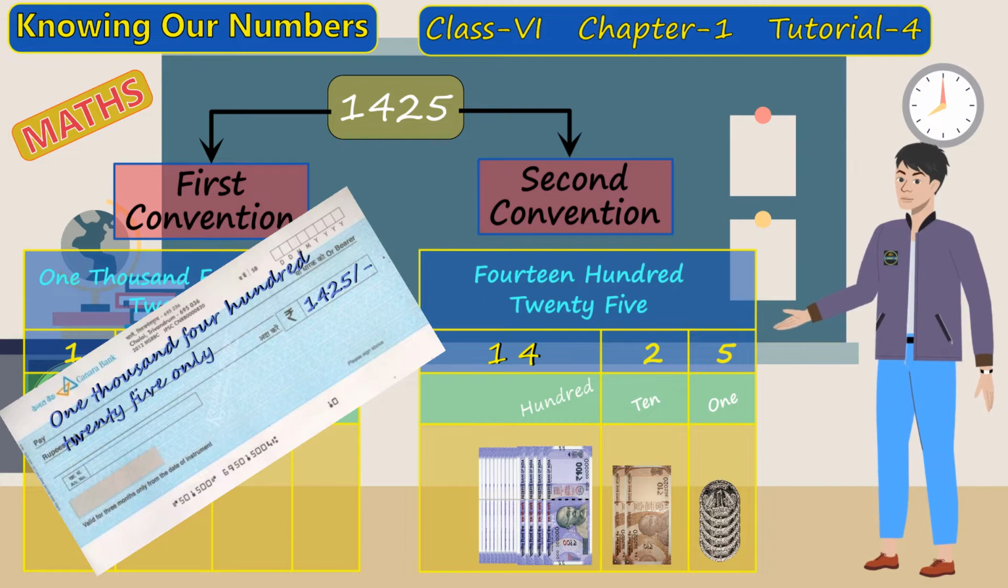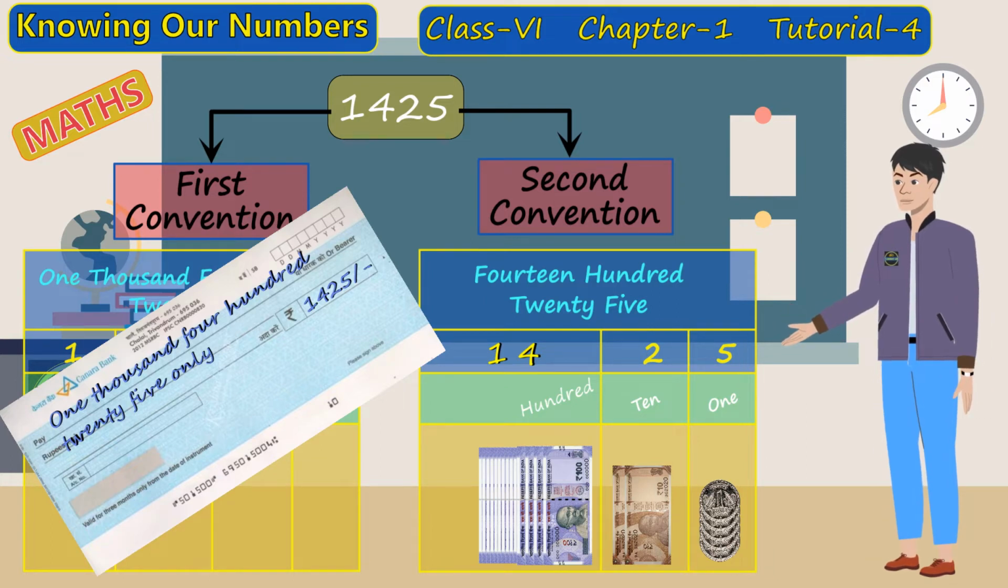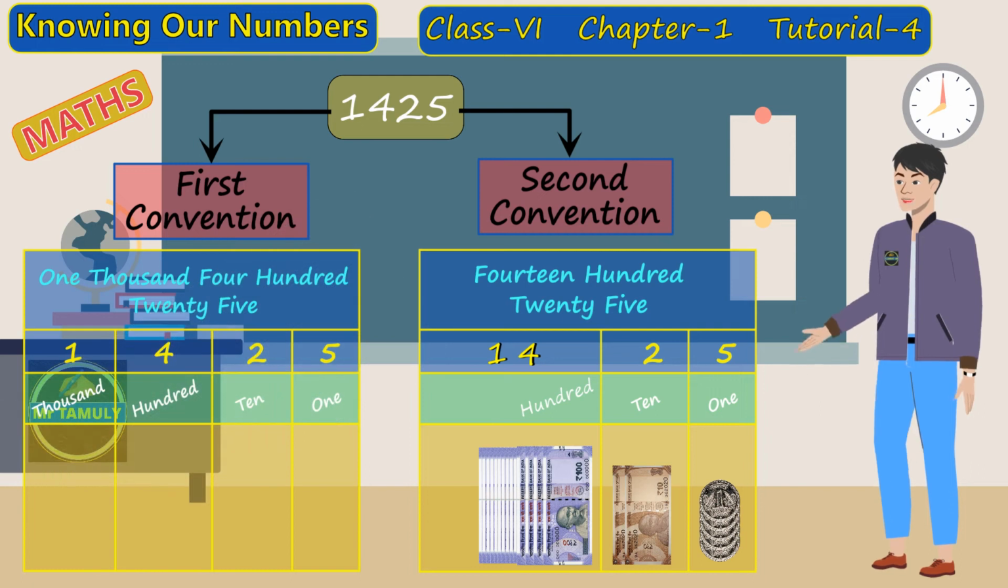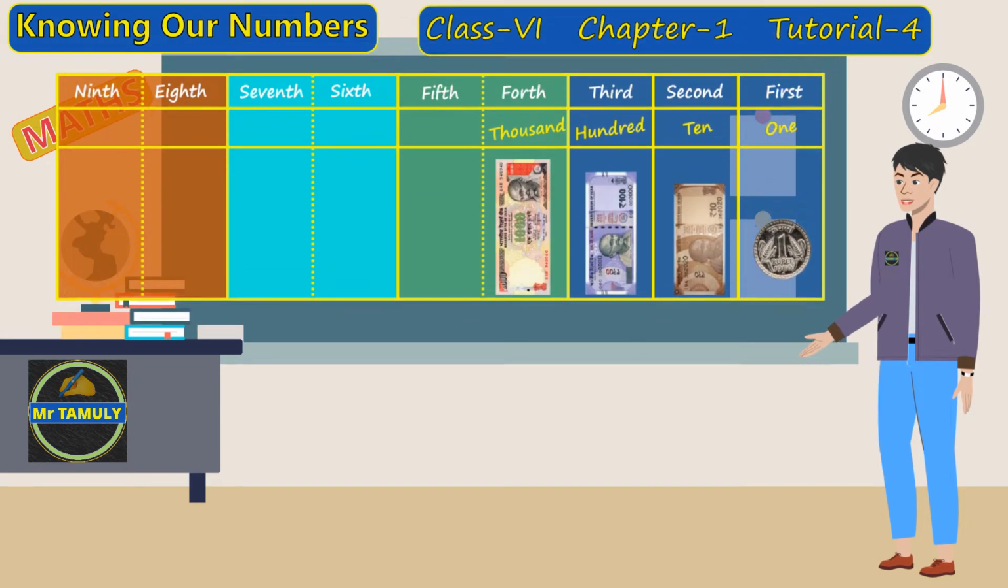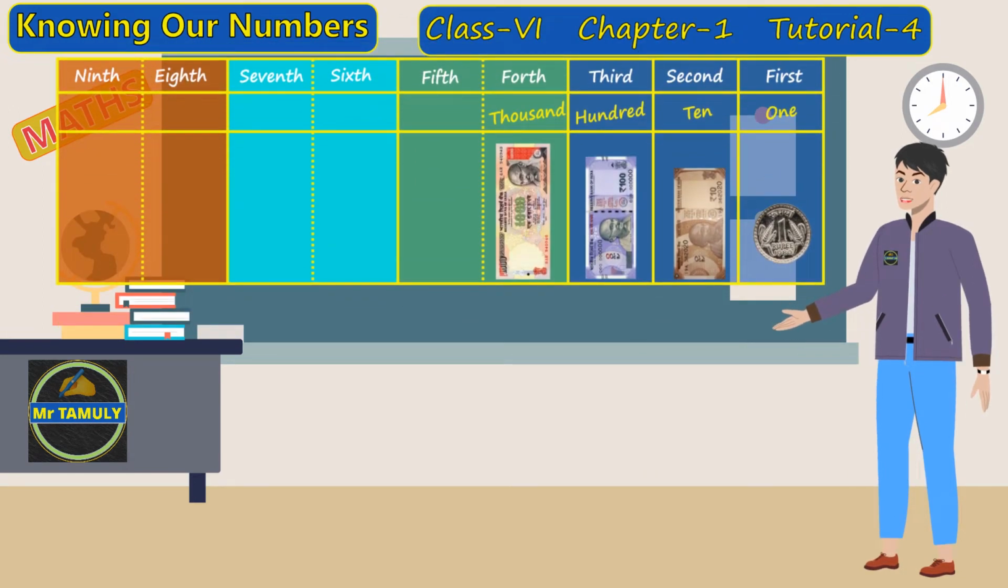Why I am telling you about the second convention of naming numbers is that we need to make use of this convention or way of naming numbers quite regularly while dealing with larger numbers. In fact, the second convention becomes essential while naming larger numbers. On that note, let's begin our journey of learning larger numbers.